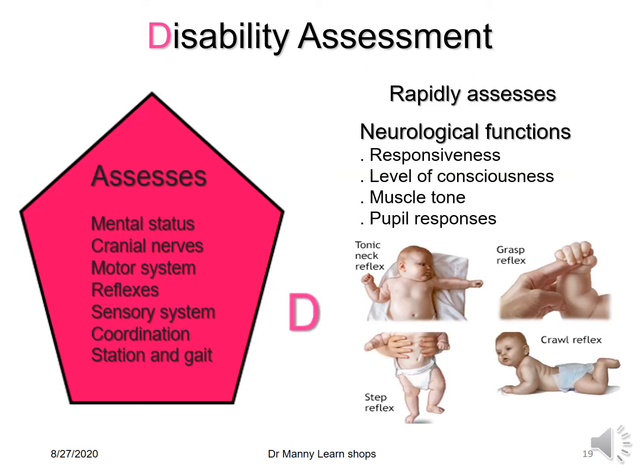Let's look at D now. D refers to neurological assessment, essentially. So, the D disability looks at mental status, cranial nerves, motor system, reflexes, the sensory system, coordination, how they walk. And the D allows you to rapidly assess their responsiveness, their level of consciousness, and their muscle tone and pupil responses. That's primarily what you're looking for.